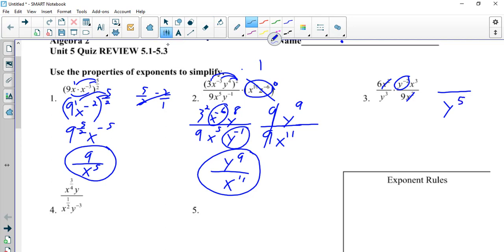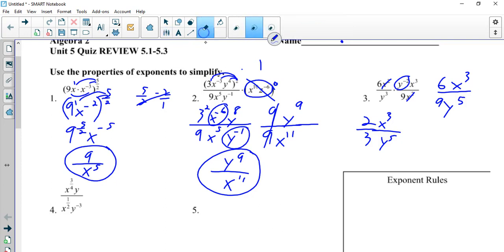That's going to give me 5 on the bottom. And then what am I left with? I'm left with the x cubed on the top. And then on the top I have a 6 and a 9, which will reduce to 2 over 3, and the x cubed over y to the 5th.